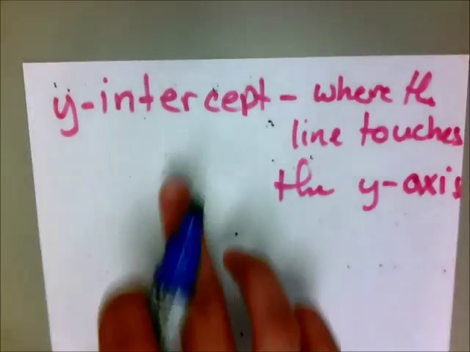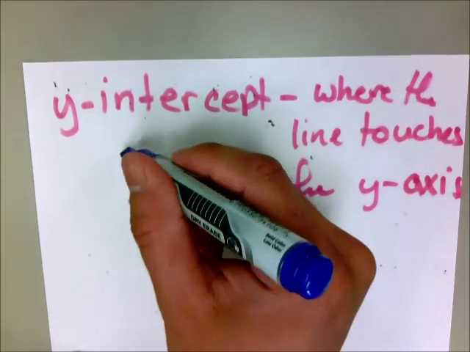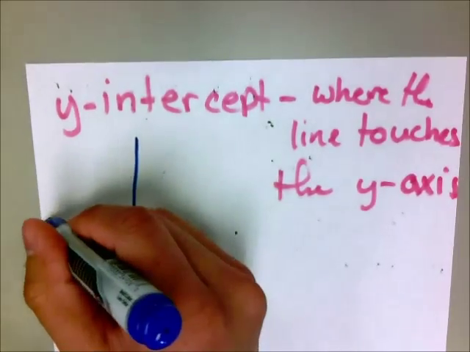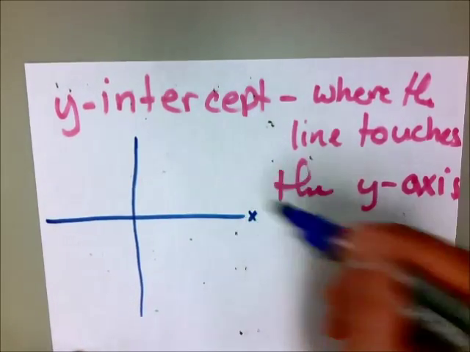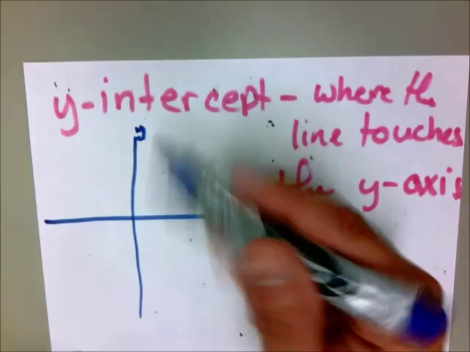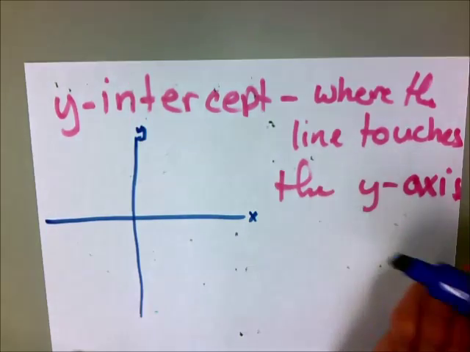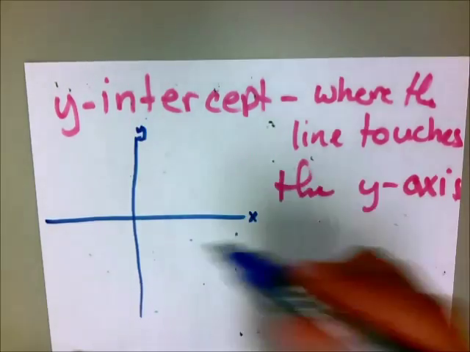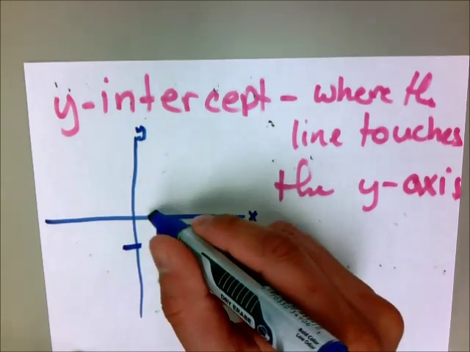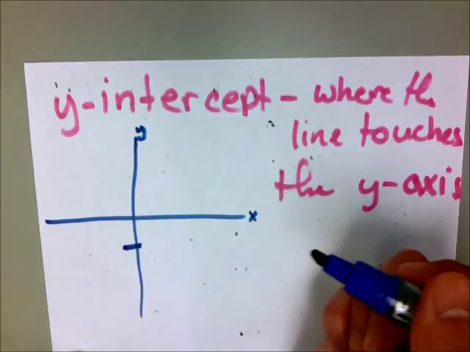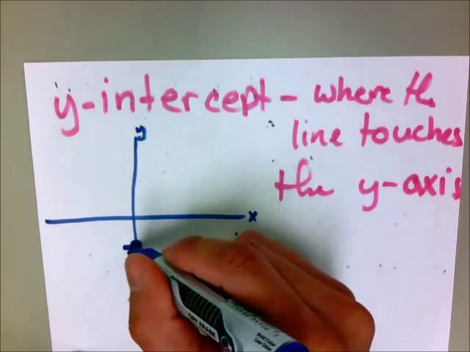So y-intercept again is where the line touches the y-axis. So let's go ahead and get an example problem. Alright, remember this is your x-axis, this is your y. Alright, y goes up and down, x goes left and right. So anyway, let's go ahead and draw a graph that looks kind of like this.